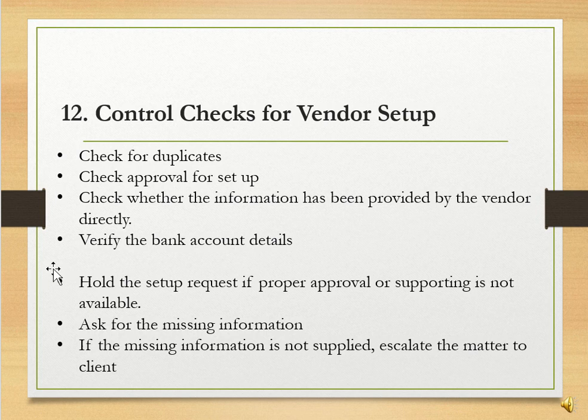Okay. So what happens if the supporting document or the approval is not available? Then you will have to hold the vendor setup. You will have to ask for the missing information from the client. If the missing information is not supplied, maybe we can escalate the matter to the client, who is the higher authority.